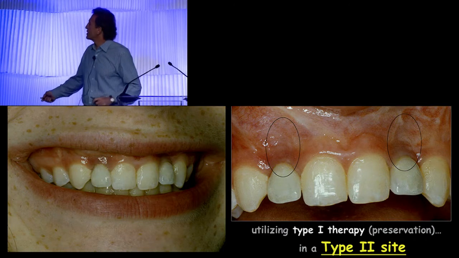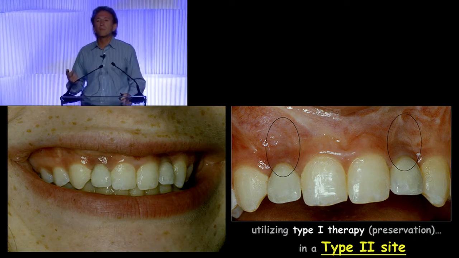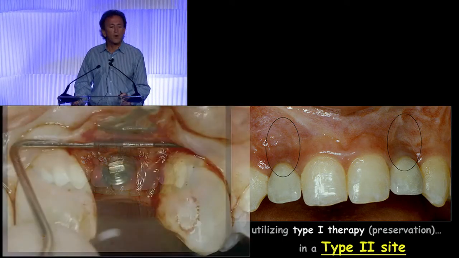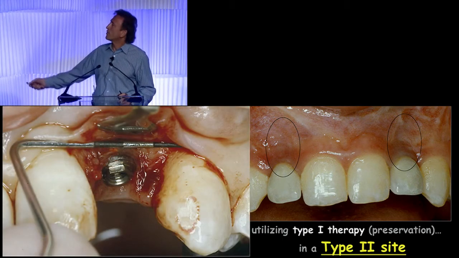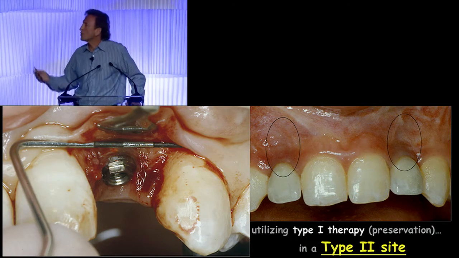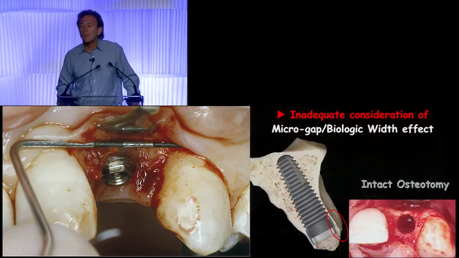where we don't need to augment it. But when you already have a type 2 site, that really requires that we develop it back into a type 1, which would require augmentation procedures. When you lift the flap, you can see the die back to the first thread, which Dietmar discussed a minute ago, and certainly typical, especially with external hex implants. We can all think about why that happens.